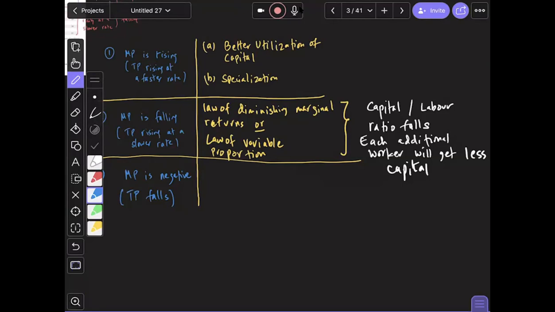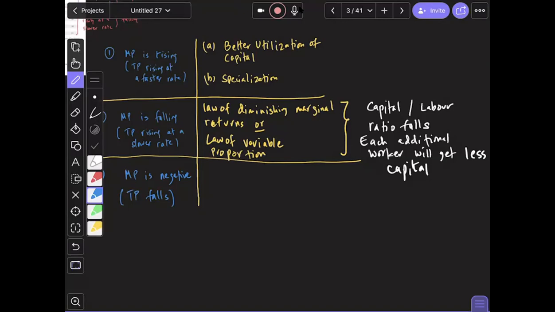TP is cumulative, yes, Harris, TP is cumulative and MP is additional. Amazing, that's the best way to put it. MP is the extra output of the additional worker, while TP is the cumulative output. Yes, that's the right way to look at it.